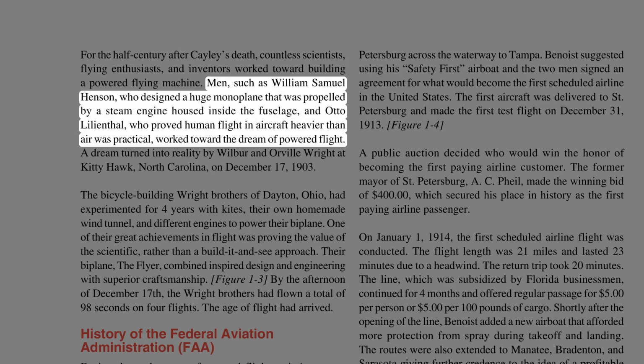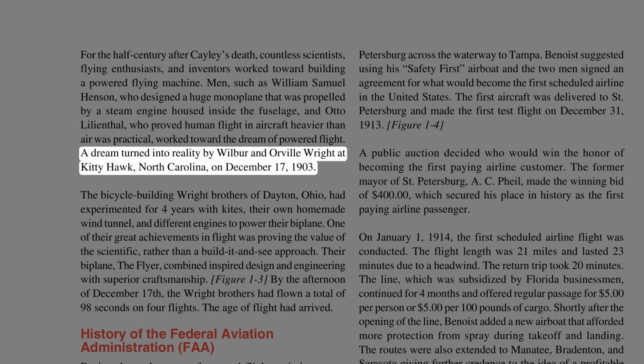For the half-century after Cayley's death, countless scientists, flying enthusiasts, and inventors worked toward building a powered flying machine. Men such as William Samuel Henson, who designed a huge monoplane that was propelled by a steam engine housed inside the fuselage, and Otto Lilienthal, who proved human flight in aircraft heavier than air was practical, worked toward the dream of powered flight. A dream turned into reality by Wilbur and Orville Wright at Kitty Hawk, North Carolina, on December 17, 1903.